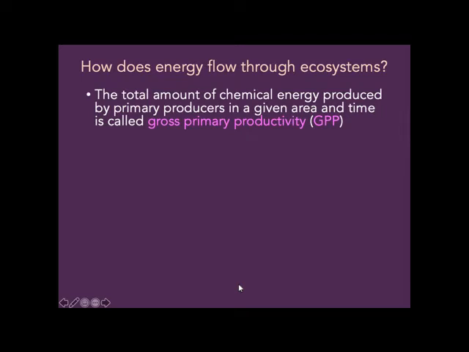So it's the total amount of chemical energy produced by primary producers in a given area and time, and that is called the gross primary productivity, okay? So the gross primary productivity is the total amount of chemical energy that your algae or your plants in a particular spot are making.